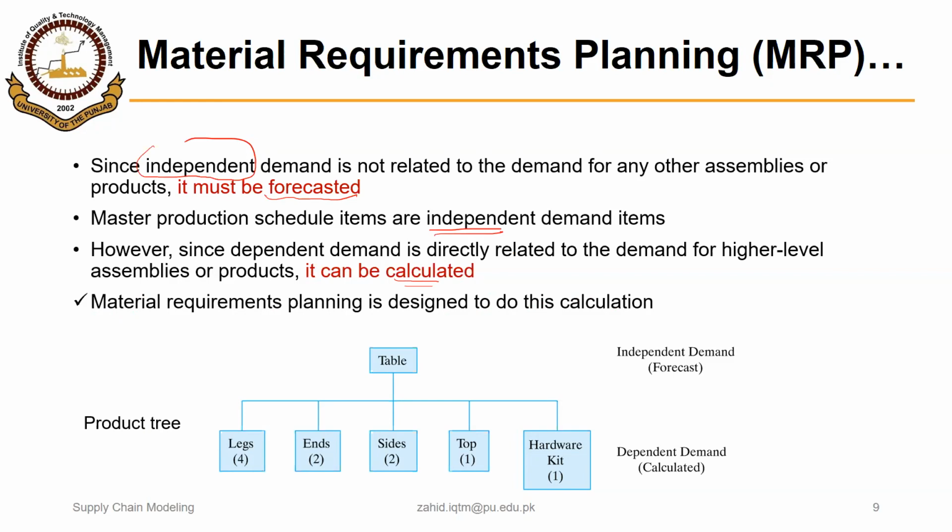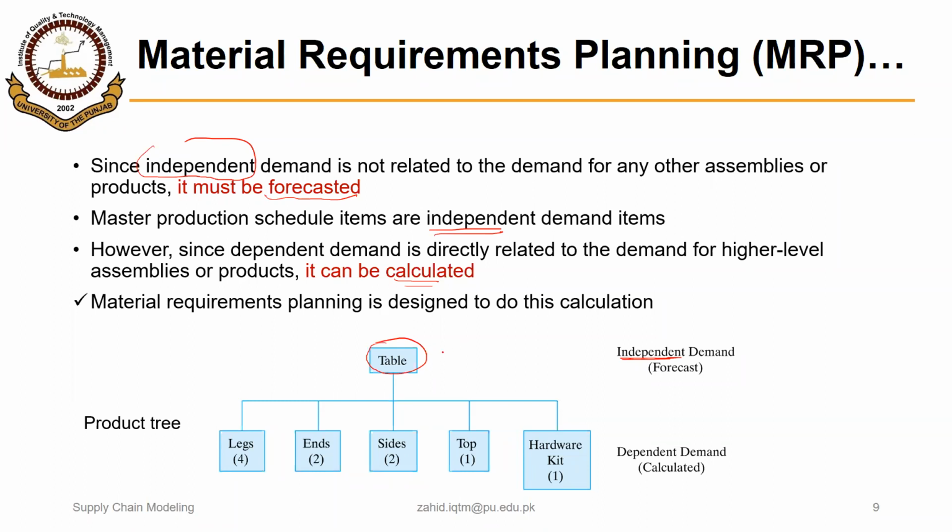In the figure is shown a product tree for a table. So this table is an independent demand item. So its demand has to be forecasted, and then its production, or when it should actually be made available, is planned in the master production schedule. That is something we discussed in the last lecture. The last row of the MPS becomes the first input, or one of the inputs, to material requirements planning.